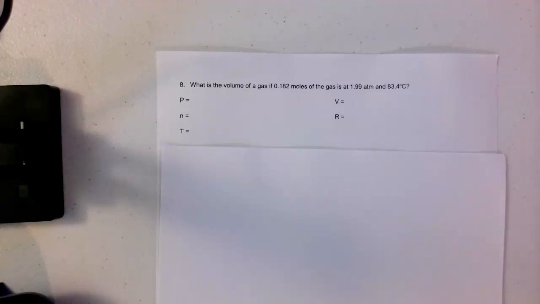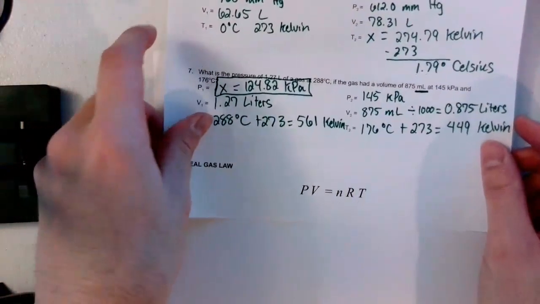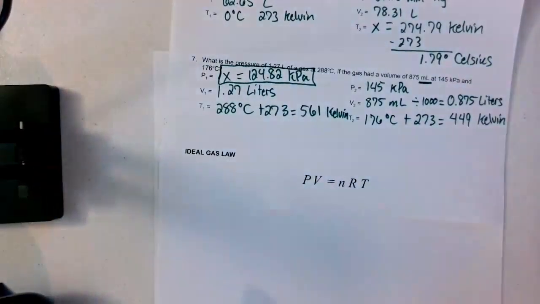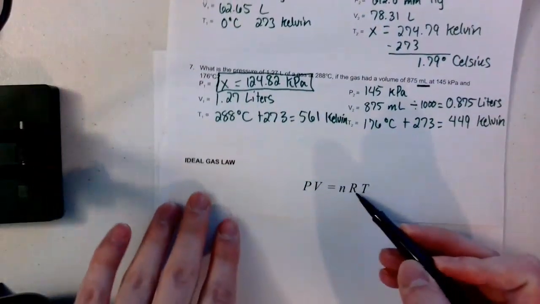Alright, so today we're going to do the ideal gas law, and I know we didn't really talk about it in class, but it's actually pretty easy to use. So if you look at the study guide, the ideal gas law is down here at the bottom of this one. It's PV equals nRT.